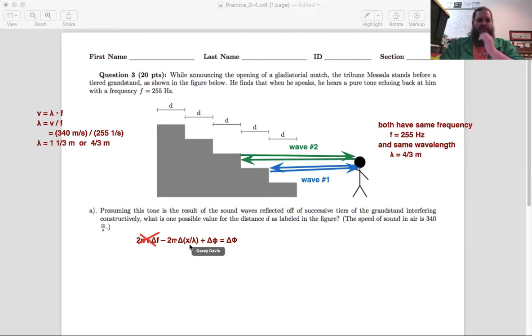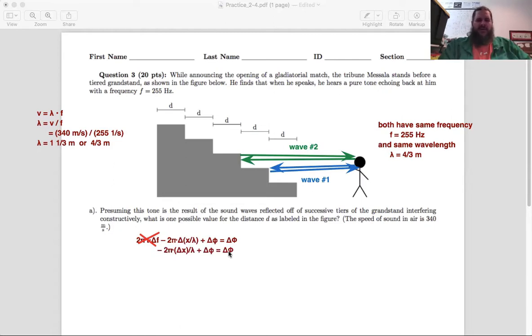Also, in our total phase equation, we know lambda is a constant. Lambda is the same value for both waves. What can you do with a constant inside a delta? You can take it out. Yeah, any constant multiplier or divisor can be pulled out from the delta. So we can rewrite this as -2 pi times delta x divided by the wavelength.